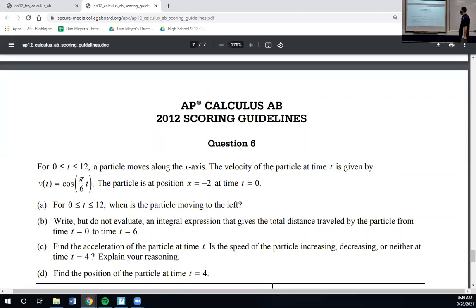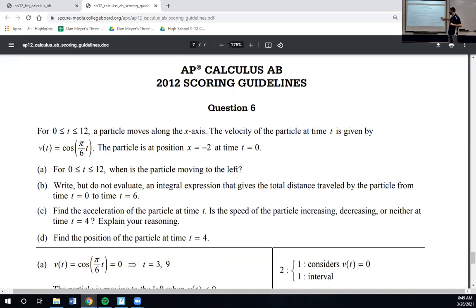Part B asks, write but do not evaluate an integral that gives the total distance traveled. Well, total distance traveled is a formula we should know. That should be an easy point. Part C, find the acceleration at time t. The biggest thing you need to be careful of when getting that acceleration is that you have the chain rule, and then you're going to plug in 4. And then find our position at 4. We'll talk through how to do that.